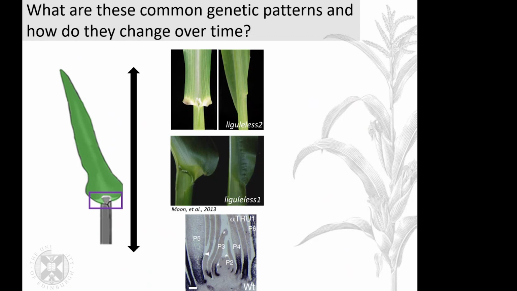So we're now trying to find out what genes they regulate, and how they connect with the patterning mechanism that's going on here. Because this ligule is a very sharp line, but it's defined when the leaf is 2 millimeters in height, and you don't see the ligule until it's several centimeters. So something has to maintain this patterning, and how is that happening?